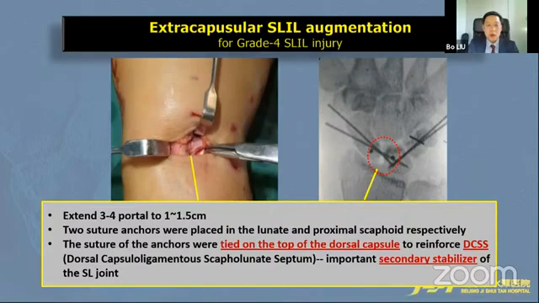As Jeff has mentioned, this is one of my papers, where I use an extended 3-4 portal of 1 to 1.5 centimeters with two suture anchors placed on the neonate and the proximal scaphoid respectively. The sutures of the anchors were tied on top of the dorsal capsule to reinforce the DCSS, which is now thought to be one of the key structures of the SL interval, because we all know there is too much stress between the scaphoid and the neonate. So this procedure will make a good augmentation to this dorsal scaphoid neonate complex.